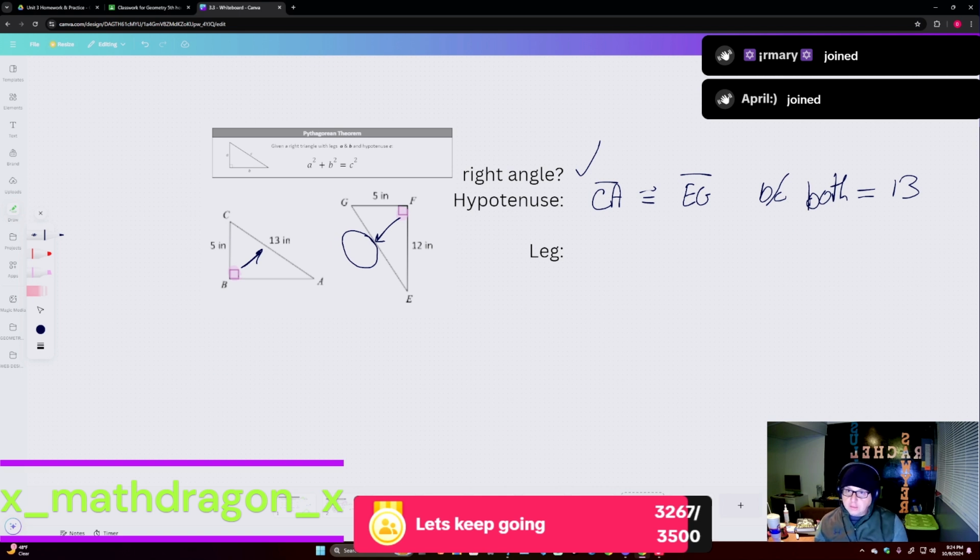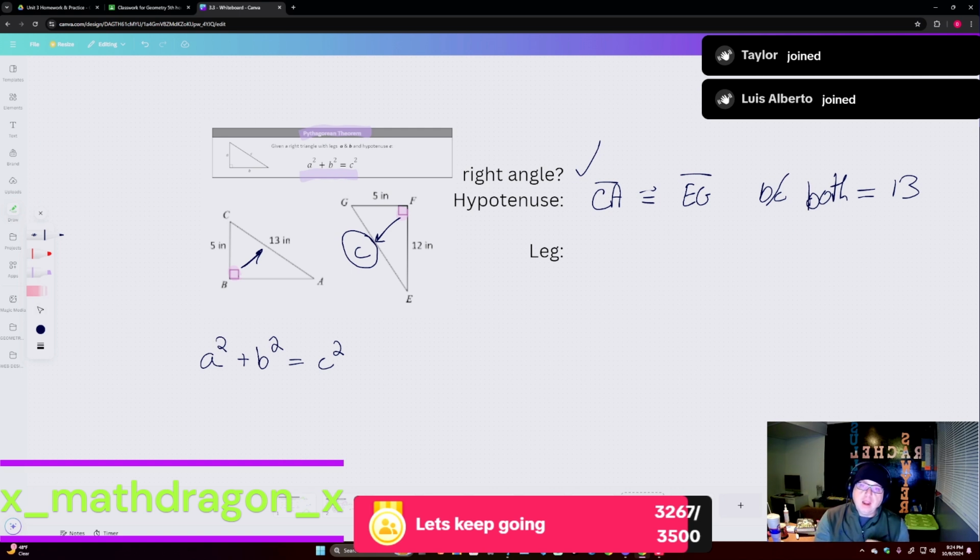Well, in order for that to work, I need to use the Pythagorean theorem. So I've got to go into my bag of tricks. I've got to use a squared plus b squared equals c squared to find what c is in this triangle. So a squared plus b squared equals c squared.